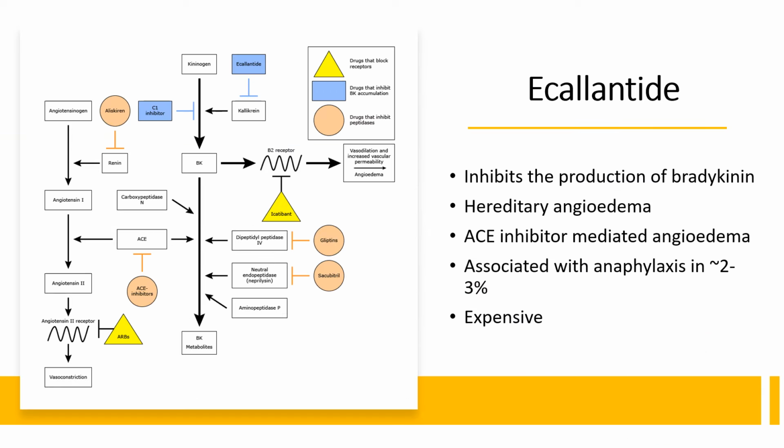So the next medication to discuss is a medication called ecallantide. The mechanism of action is quite similar to the C1 inhibitor concentrate. On the left part of the slide, you see another pictorial showing different steps in the formation of bradykinin and different steps where medications can be effective. On the top right of the screen, you see that ecallantide affects kallikrein, which leads to a reduction of bradykinin formation. Similarly to C1 inhibitor use, it can be considered in patients who have hereditary angioedema, and also patients who have ACE inhibitor-mediated angioedema.